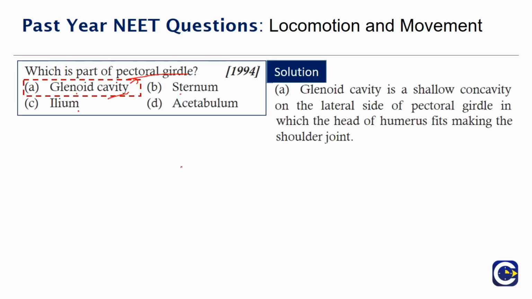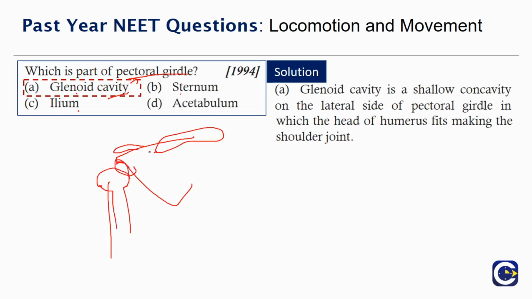So for the glenoid cavity, basically we have the scapula here, and we have the glenoid cavity, the acromion here, and the clavicle bone here. The long bone of the humerus attaches to the cavity here. This is called the glenoid cavity. Sternum is the sword shaped bone present on the ventral aspect of the chest. Ilium is present in the pelvic girdle. Acetabulum is also a part of another bone. So the answer is glenoid cavity. It is a shallow concavity on the lateral side of the pectoral girdle, to which the head of the humerus fits, making the shoulder joint.